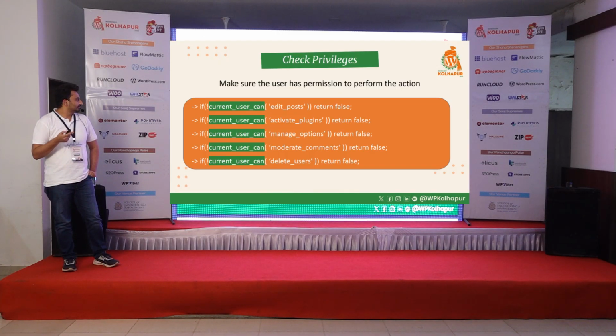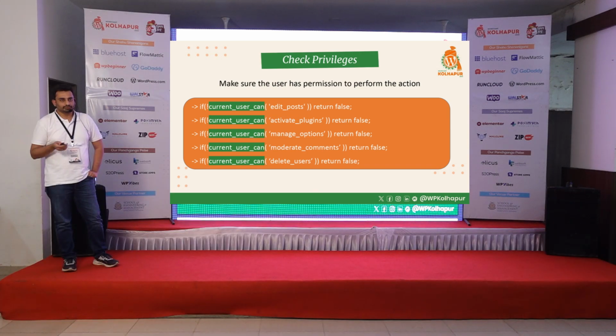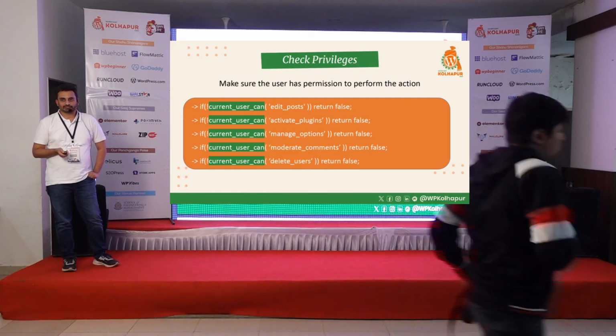So there is a function in WordPress, current_user_can, which has multiple parameters which you can use, like edit_posts, activate_plugins, manage_options, moderate_comments, delete_users, and many more. Based on that, you can make sure that the user performing the action has the privileges to perform that action.